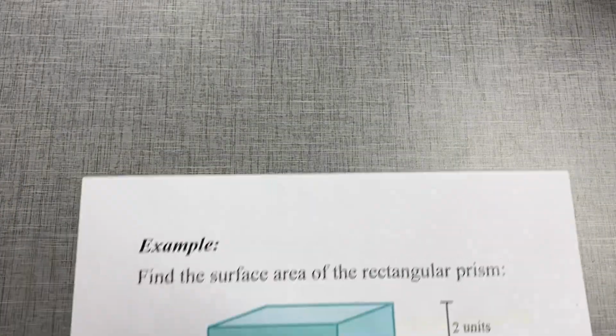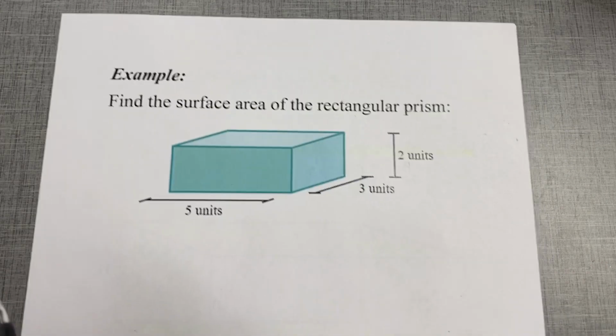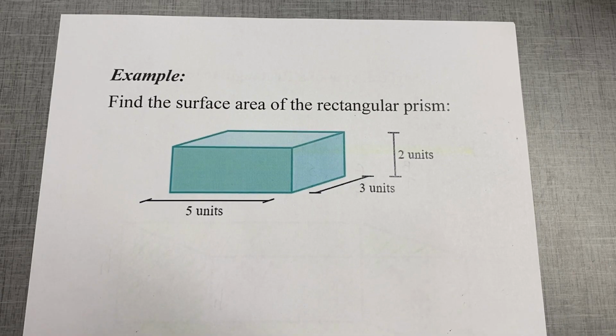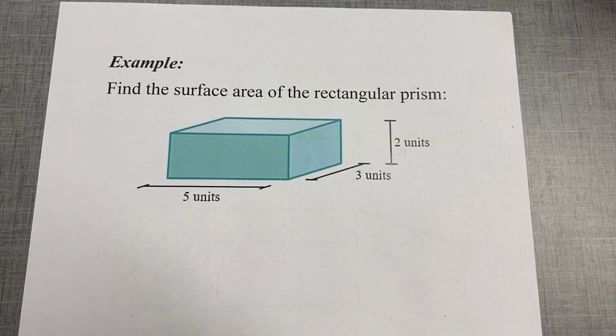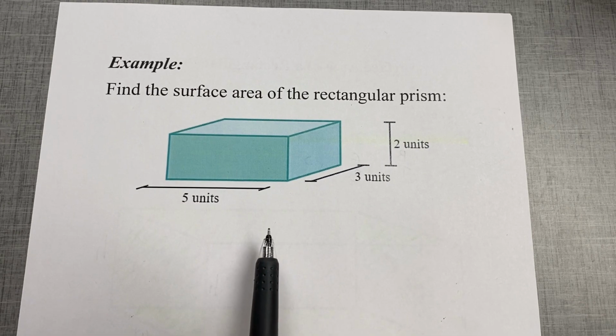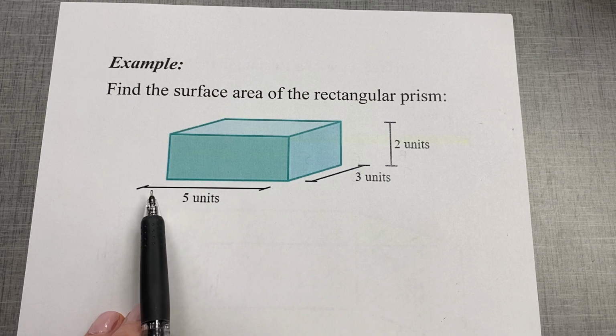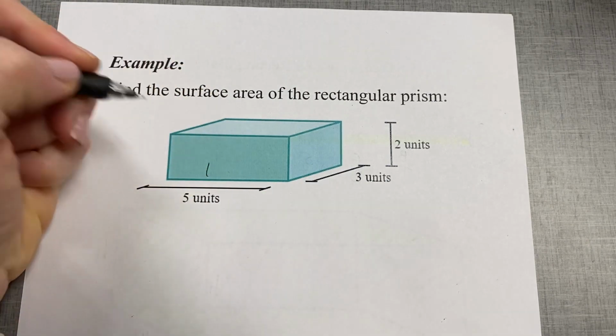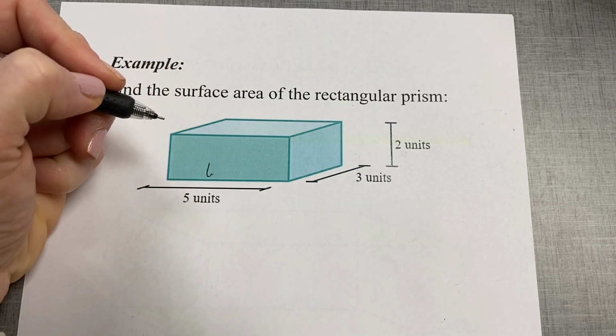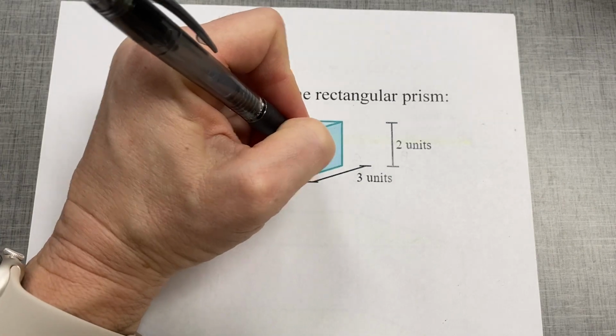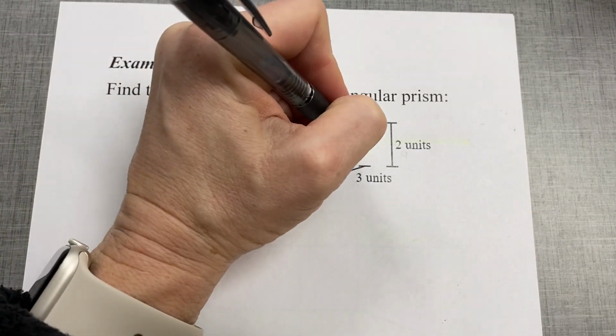So let's look at our example, and this will be the last thing we do in the video. Okay, this example says, find the surface area of the rectangular prism. So they've given me a rectangular prism that is 5 units for L. Let's call that L. And it is 3 units for W and 2 units for H.